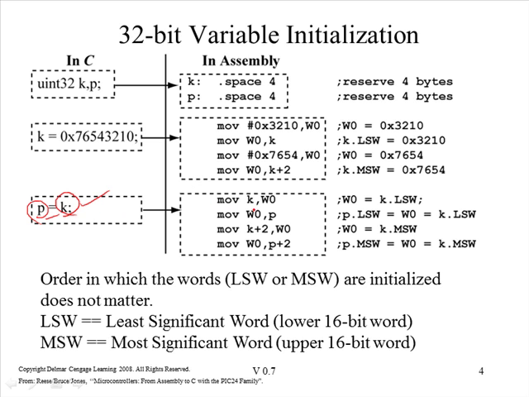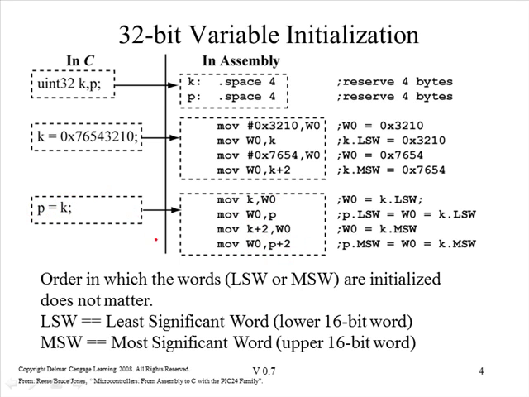So here's what we're going to do. We're going to first do the least significant word. We're going to move K to W0. Then we're going to copy W0 to P. We're going to move the most significant word at K plus 2 to W0. Then move that to P plus 2.